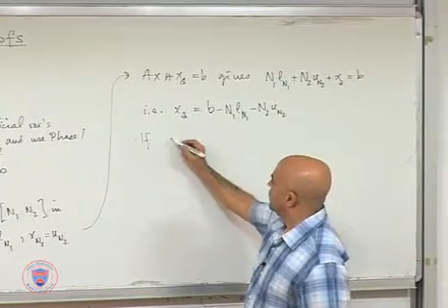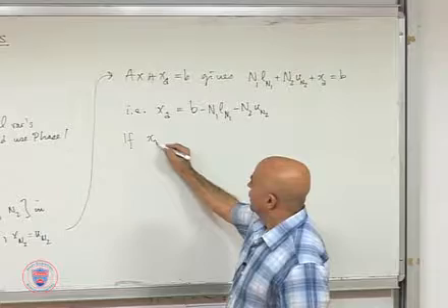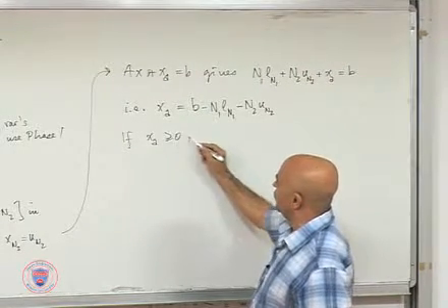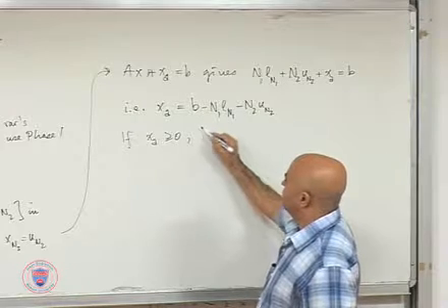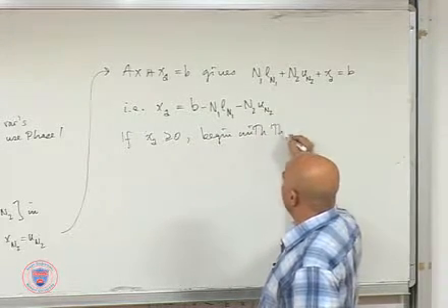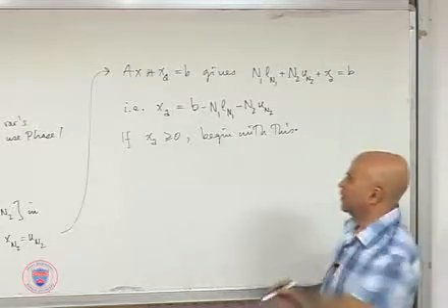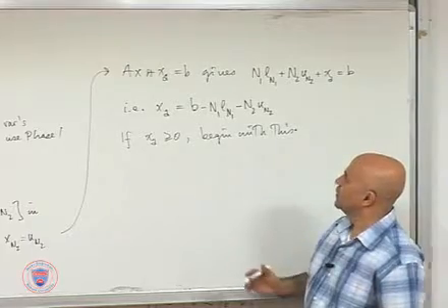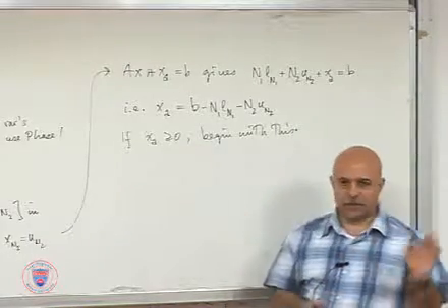If it so happens that this assigned value to xa is greater than or equal to 0, begin with this solution. Okay? So xa will be the basic part, all the rest will be non-basic, and everything is feasible now.